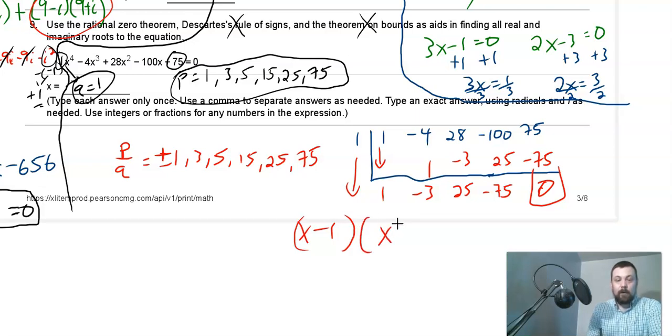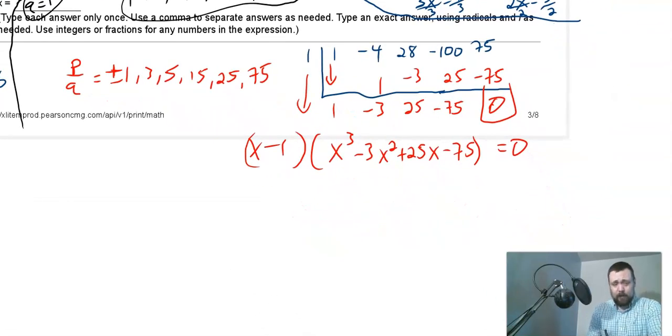The other factor will be your quotient, which is x to the third power minus 3x squared plus 25x minus 75, still equal to 0. And seems like in most of the problems this isn't the case, but it is possible that if you still have x to the third power in your factor, you'll have to do more synthetic division to break this down even further until you hit x squared.